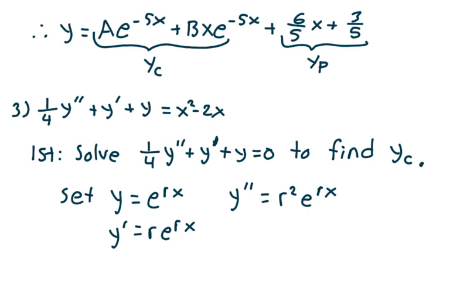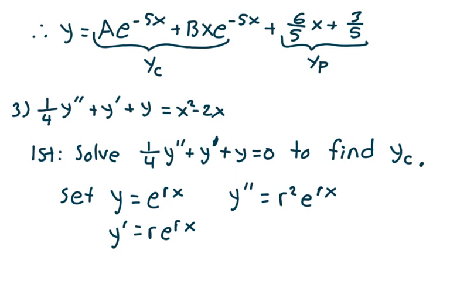And that's example 2. In example 3, we have 1/4 y double prime plus y prime plus y equals x squared minus 2x. In the first step, we want to solve 1/4 y double prime plus y prime plus y equal to 0 to find my complementary solution y sub c. So in other words, we want to solve the associated homogeneous equation to find the complementary solution y sub c.